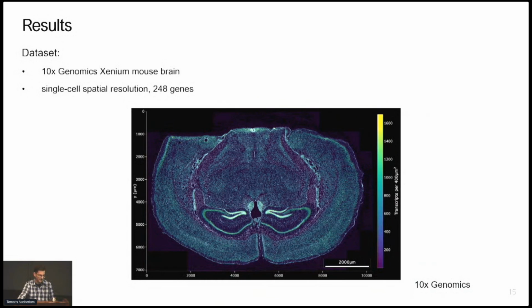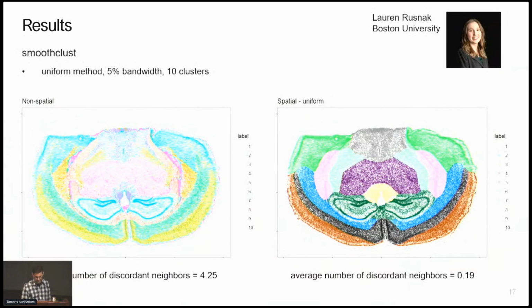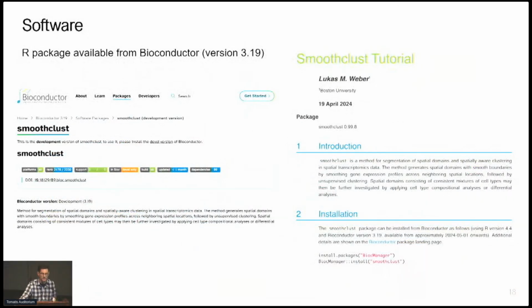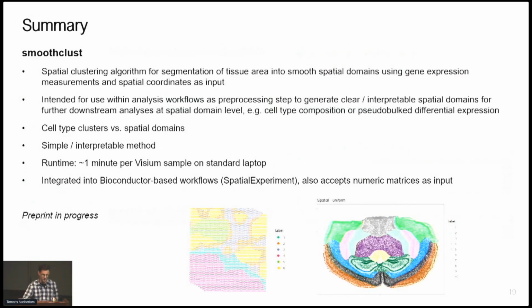A different data set here is Xenium mouse brain, so single-cell spatial resolution now, with 248 genes in this data set. If we apply that, again we get these nice smooth regions, in this example on the right with 10 clusters. The package is now in Bioconductor, smoothclust, with a tutorial as well, with some examples. And we're working on a preprint and additional data sets.